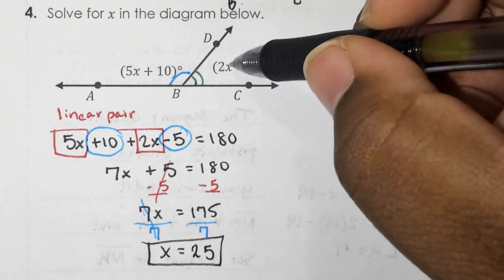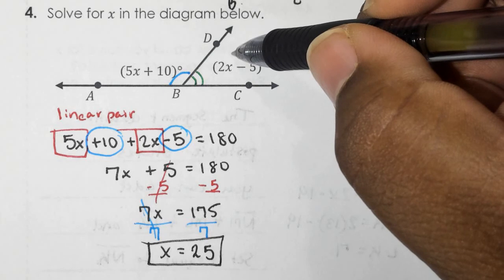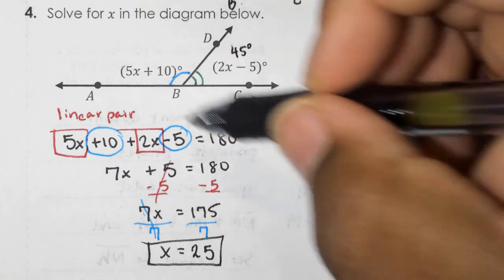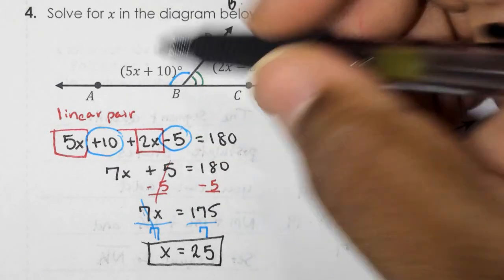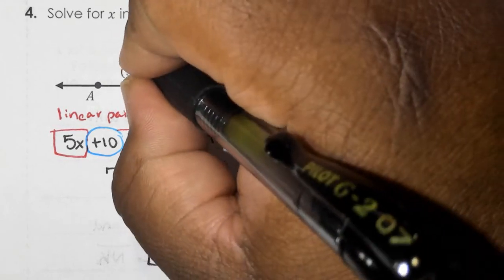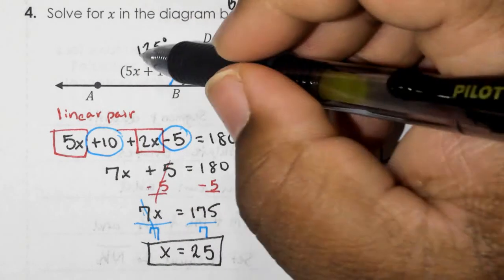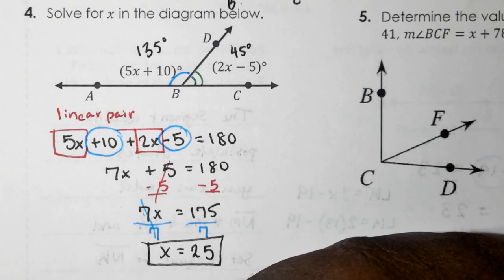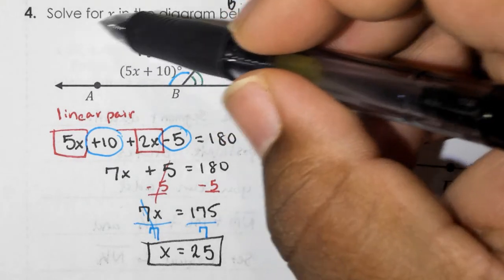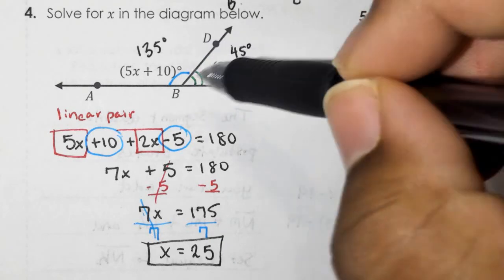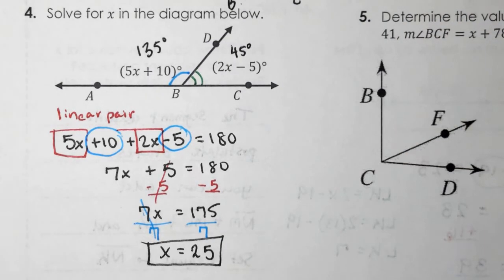Like if I plug back in over here, 2 times x is 50 minus 5, 45 degrees. On this side, if I plug in 5 times 25 is 125 plus 10, gives me 135 degrees. 135 plus 45 will give me 180. So yeah, we good. That's just a way to check and make sure your answer is correct if you wanted to. Even though you don't have to plug in on this one, they only ask you for x. But whatever you get for x should satisfy this to the point where you get 180, which I do.